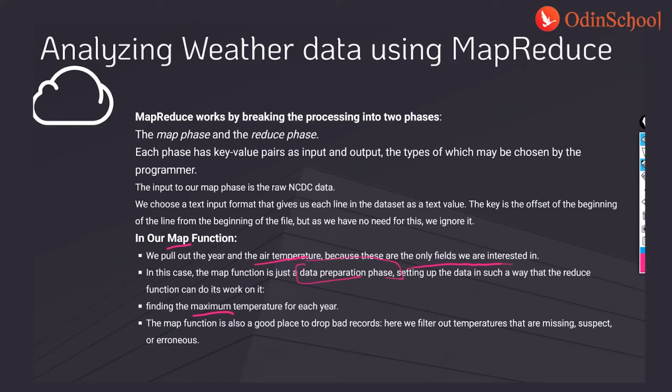And here the map function is also a good place to drop the bad records. We will see there are some flags which indicate whether the record is good or bad. So we will filter out all the missing or erroneous records.